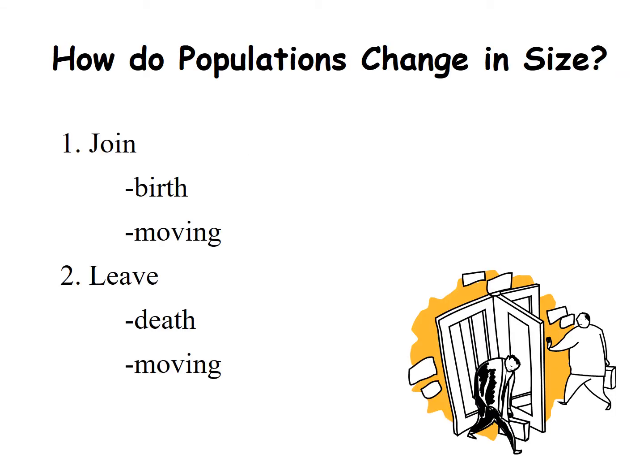Population changes refers to increases or decreases in a population of organisms. How do populations change in size? There are two ways. They can join by either being born or moving into an area, and they can leave by either dying or moving out of an area.